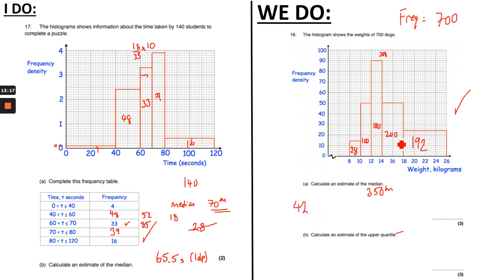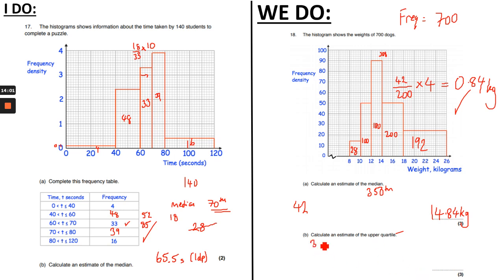So I'm going to have to go into this group of 200. I need to go in 42 out of 200. And I'm going to multiply that by the width of the group, which is only 4. So if I do 42 divided by 200 multiplied by 4, that tells me I need to go in to this group 0.84 kilograms. So an estimate for the median is going to be, well, 14 add 0.84 is going to be 14.84 kilograms.